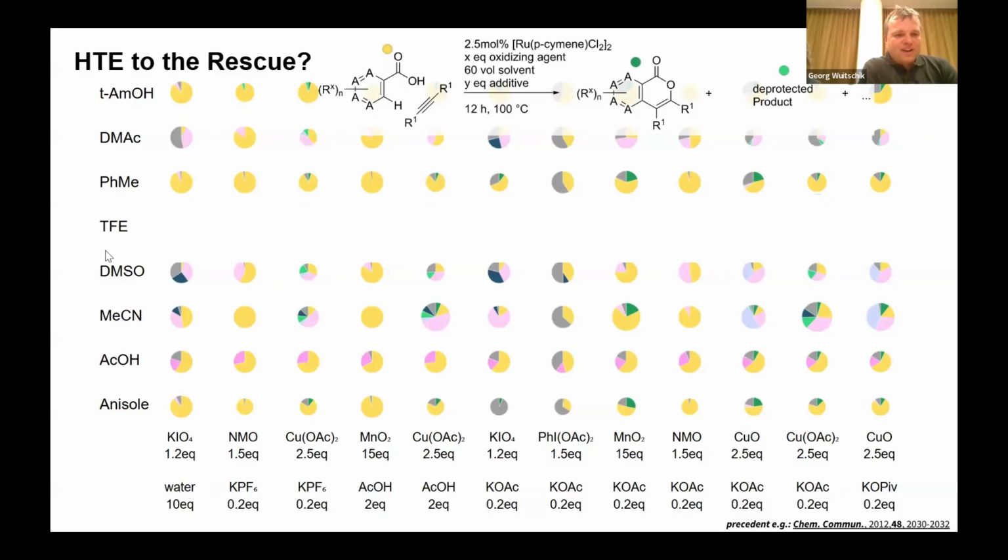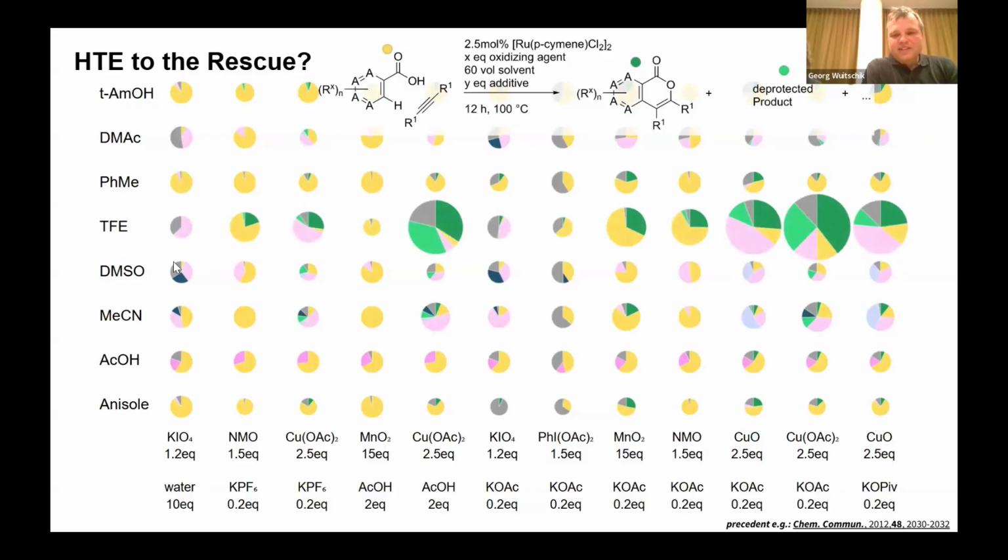But of course, one thing is grayed out, and in this case, the wildcard TFE turned out to be the winner. Of course, that was about 4 years ago, at the time when the whole thing with PFAS was not that much of an issue. But even back then, people didn't like the idea of running reactions in pure TFE, and so we had to come up with better solutions.